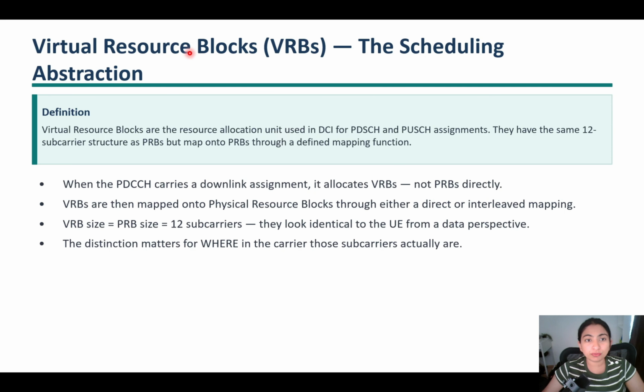Now let us take a look at virtual resource blocks. Virtual resource blocks introduce an important abstraction layer between the scheduler and the physical frequency grid. When the base station schedules a downlink transmission, the PDCCH carries a DCI which specifies the set of virtual resource blocks for the UE. From the UE's perspective, these virtual resource blocks look exactly the same as PRBs. They have the same 12 subcarrier structure and the same size. But the critical difference is how they map to actual physical subcarriers.